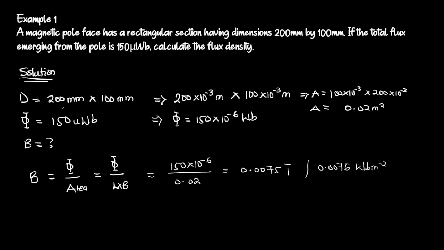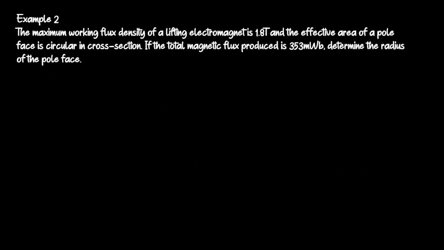All right, so let's have a look at the second example. The maximum working flux density of a lifting electromagnet is 1.8 Tesla, and the effective area of a pole face is circular in cross section. If the total magnetic flux produced is 353 milliweber, we are to determine the radius of the pole surface. All right, so let's write a solution to this problem.